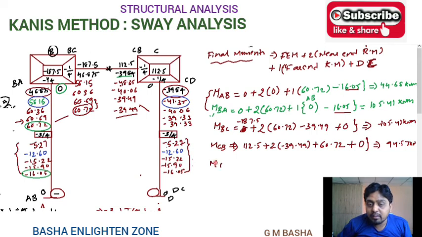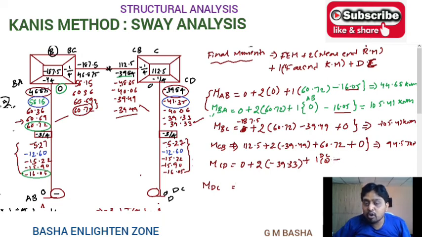And again MCD and MDC are similar. MCD fixed moment will be 0 plus 2 into its near end rotation moment, which is minus 39.33, plus 1 into the far end rotation moment, which was 0 for DC. Then the displacement contribution will be this recently obtained value, which is minus 16.05. Take down minus 16.05.